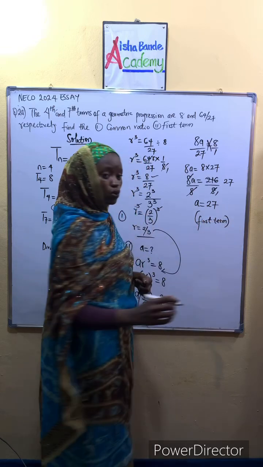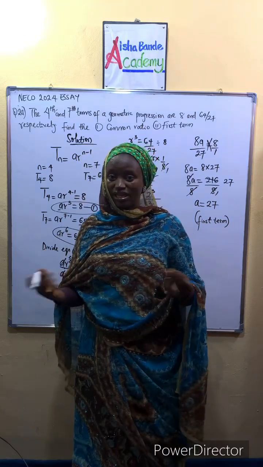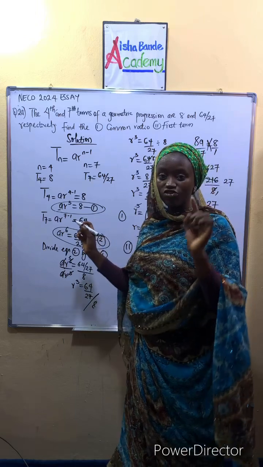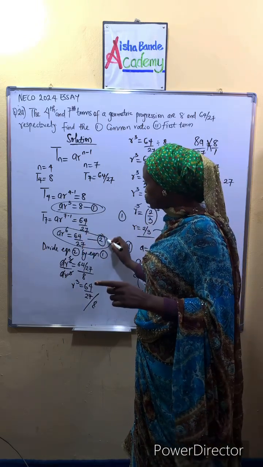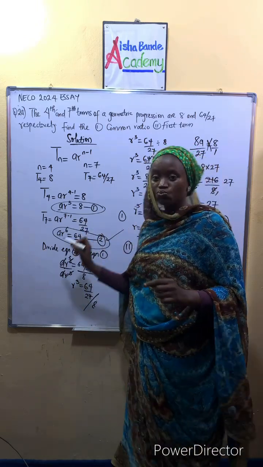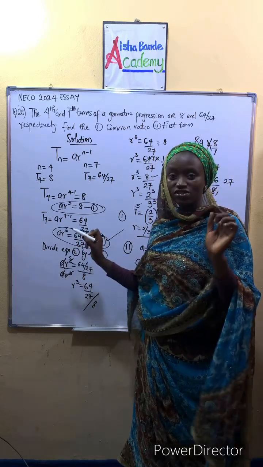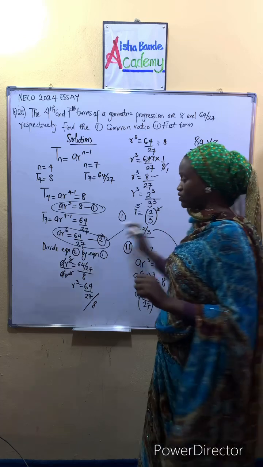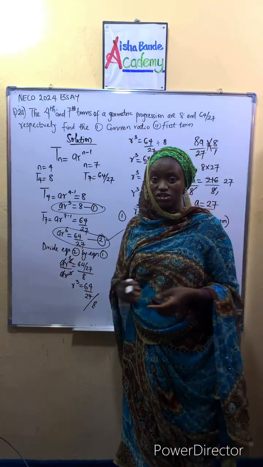So as an activity for you, my learners, we can try to substitute in the value for r into equation 2 and see if we are going to have the same answer for the first term as 27. So you can try that as an activity.